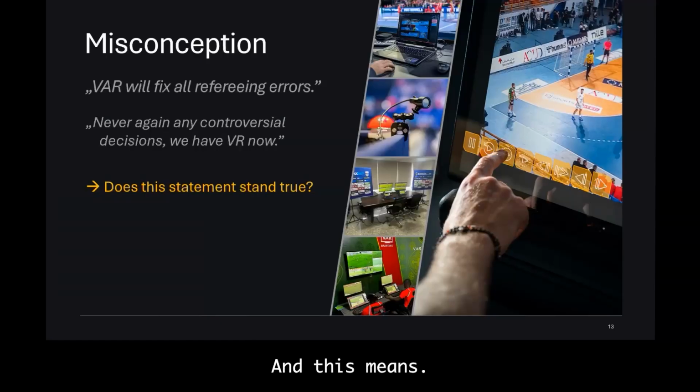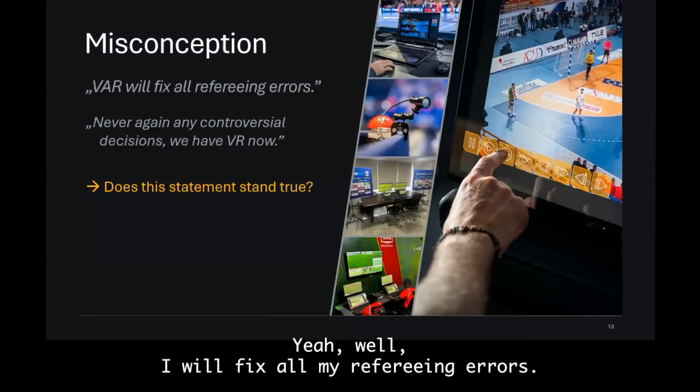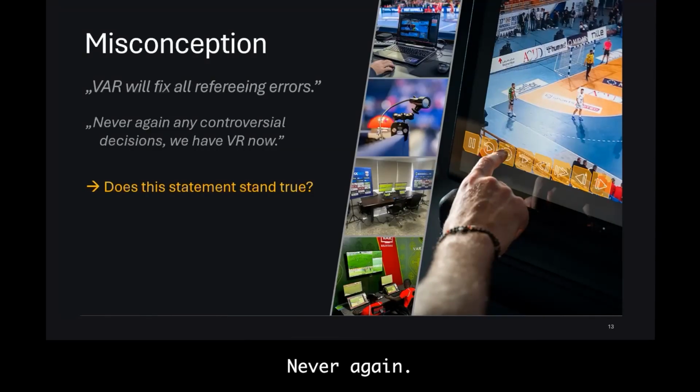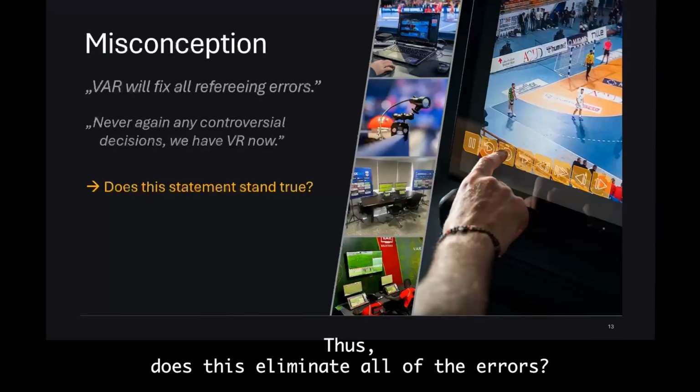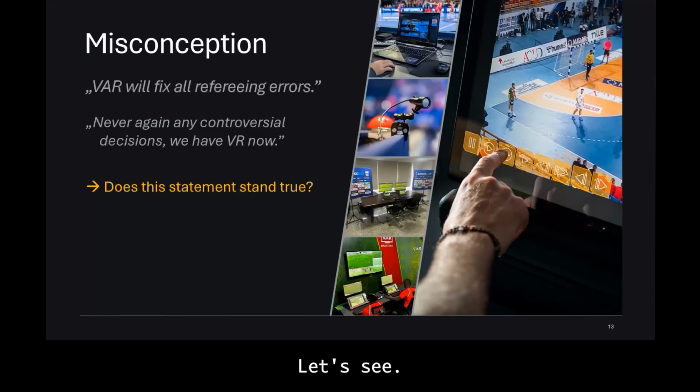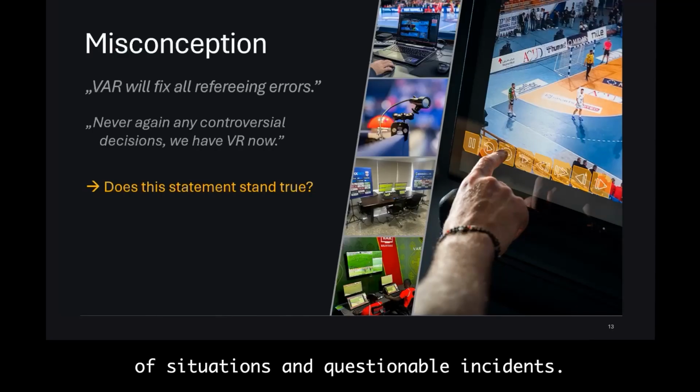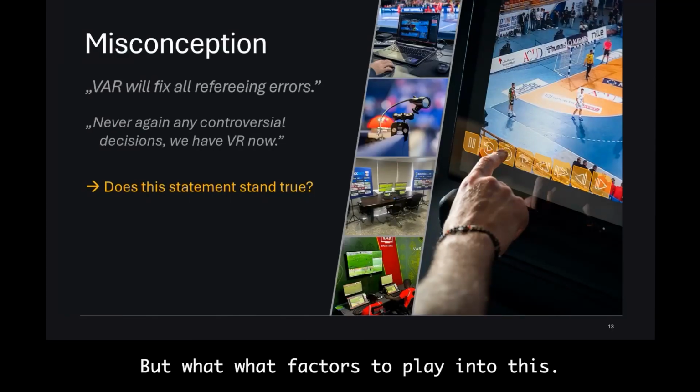And this means, yeah, VAR will fix all my refereeing errors. Or never again any controversial decisions. We have the video replay. But is it true? Does this eliminate all of the errors? Let's see. My point is, though, it does to the vast majority of situations and questionable incidents. But what factors do play into this?